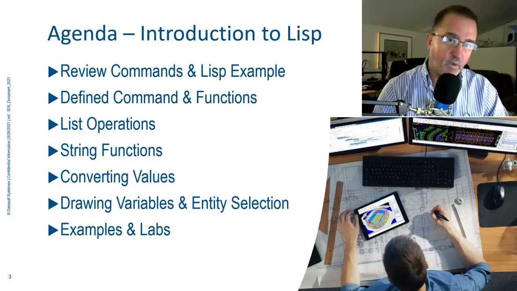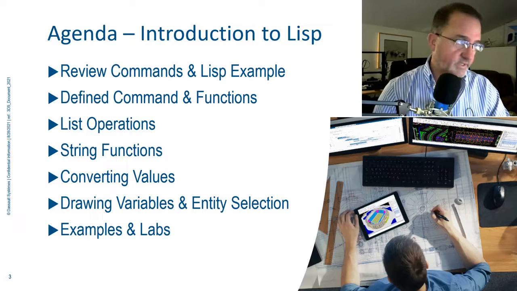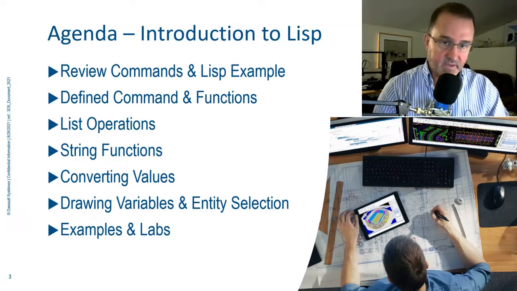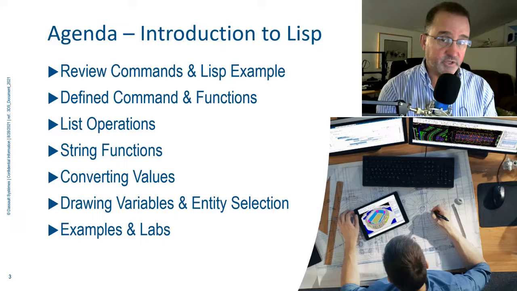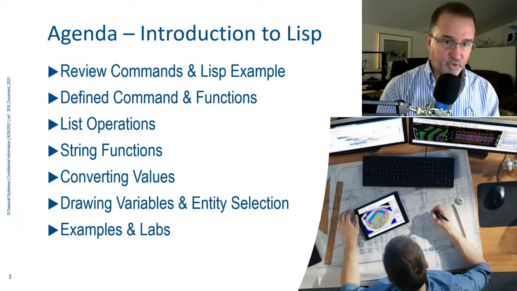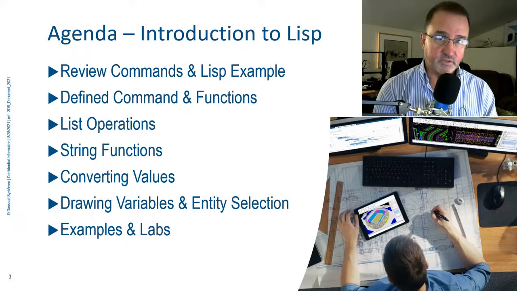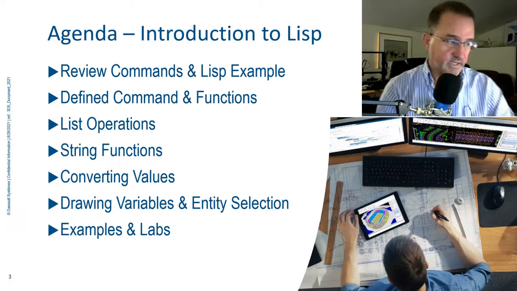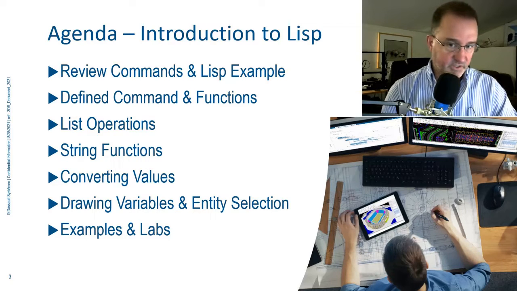Anyway, today what I'm going to cover in this session is going through more examples of defining functions and list operations, things we can do with Lisp. We talked about Lisp last session, and then we'll dive deeper into strings and the things we can do with strings and those functions, converting values, converting numbers and strings and different object types, and then we'll get a little bit into entities and selection sets as we finish up this session.